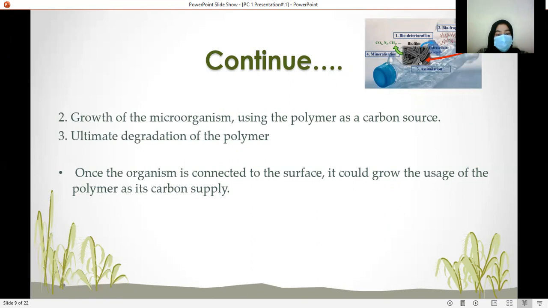As I have explained before, once the organism attaches to the surface, it grows using the polymer as its carbon supply, and through the process it secretes some enzymes which break down the polymer, and thus ultimate degradation of polymer happens.